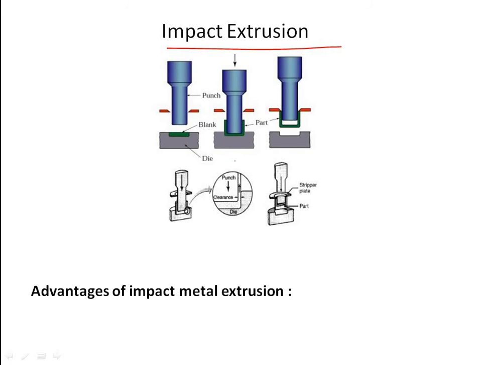Next will be impact extrusions. Impact extrusion is a part of the cold extrusion category, very similar to indirect extrusion and limited to softer metals such as lead, aluminum and copper. As the schematic illustrates, the punch is pushed down.